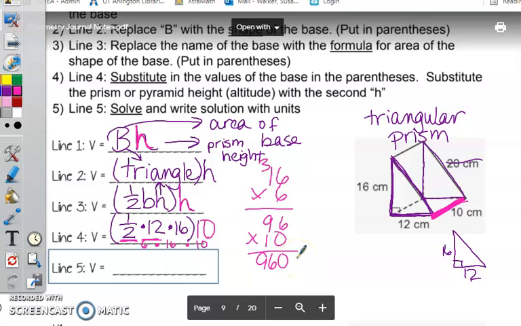And guys, you just solved for volume of a prism. What are our units? They're centimeters, but it will be cubed, okay? Because we're multiplying 3 dimensions: base of the triangle, height of the triangle, height of the prism. So that's how we do volume of a prism.